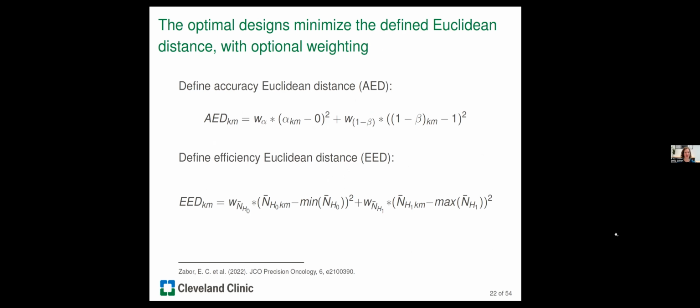So these criteria are defined using Euclidean distance to that upper left point on both of those plots, with the option of weighting based on the clinical context. If you had a reason for either the type 1 error or power being more important, you could supply weights to these distance measures. And similarly, if there was a clinical reason for either the sample size under the null or the sample size under the alternative being more important, you could similarly put weights onto the Euclidean distance.